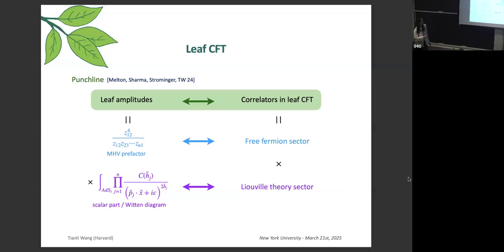So leaf amplitudes divide nicely into these two parts, which are reproduced nicely by the two sectors in the leaf CFT. And this part would be the one doing the heavy lifting, because as we recall, we obtained these conformal primary wave functions by doing many transforms on the plane waves coming from the delta functions. So that's the part encoding translation invariance.